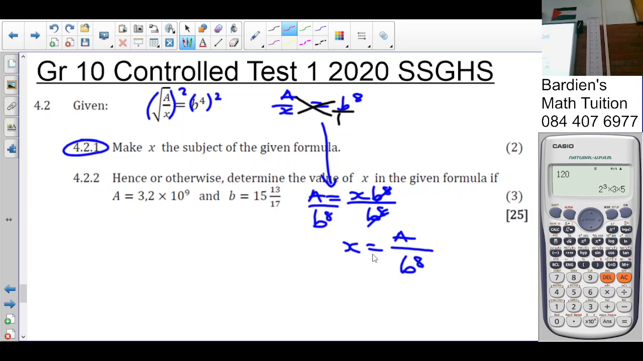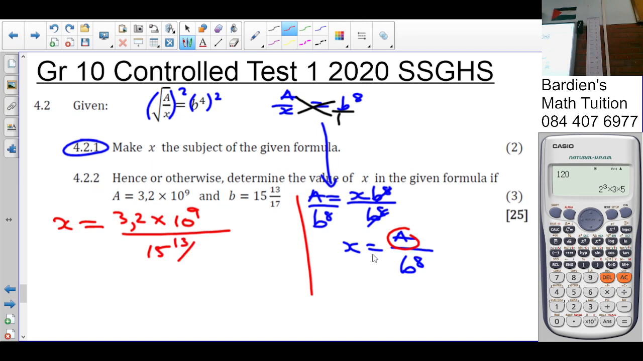Determine the value for x in the given formula if a is equal to 3.2 times 10 to the 9 and b is 15 and 13 over 17. So x is equal to, a is what? 3.2 times 10 to the exponent 9 over 15 and 13 over 17 raised to the exponent 8.